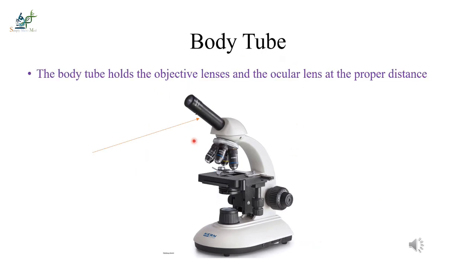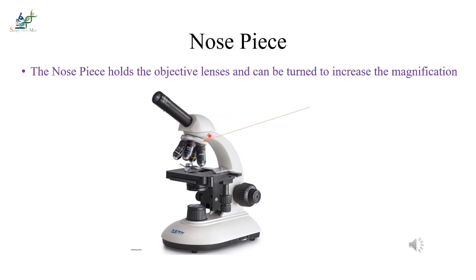This is the body tube. The body tube holds the objective lens and the ocular lens at the proper distance. And here is the nose piece. The nose piece holds the objective lens and can be turned to increase the magnification. This objective lens is connected to the nose piece. By rotating the nose piece, we can select the different magnification of the objective lens.